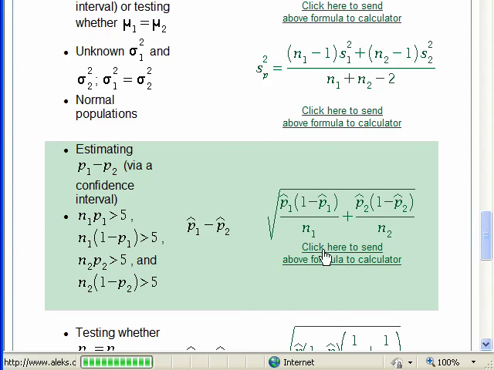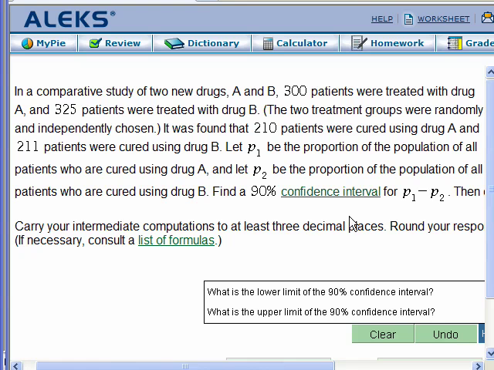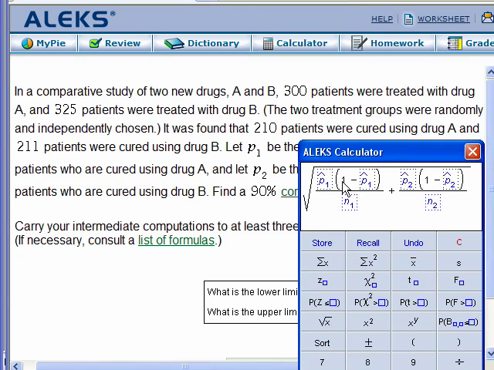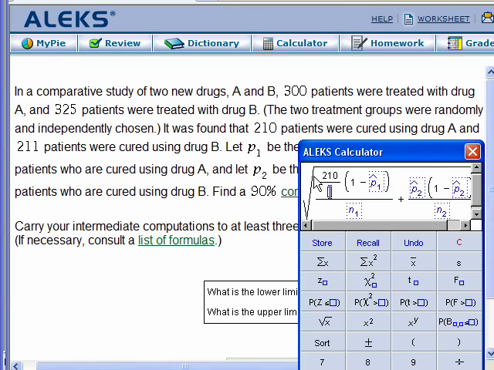But be careful that you do want to make sure that these proportions are satisfied. All right. So when I click on list of formulas, wahoo, guess what happens? That formula pops right into the ALEKS calculator and we can just substitute in to compute this part, which is the spread. Since it's the most complicated part, we're going to go ahead and do that first. And so we know that P1 hat represents not the population proportion, but the sample proportion that were cured from the drug. So we have 210 patients divided by 300, which will give us the proportion of those patients. So I'm going to type in 210 divided by 300.